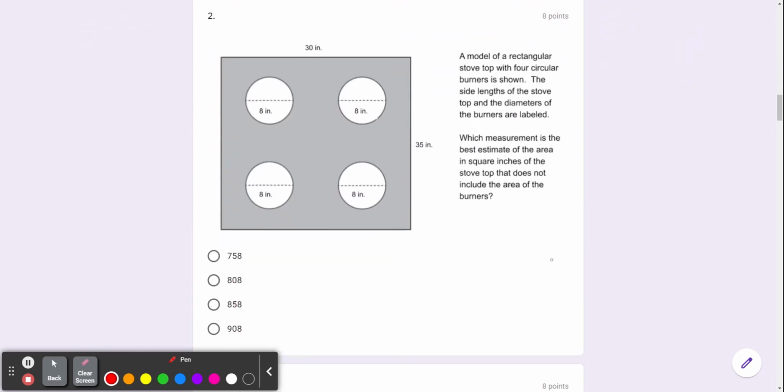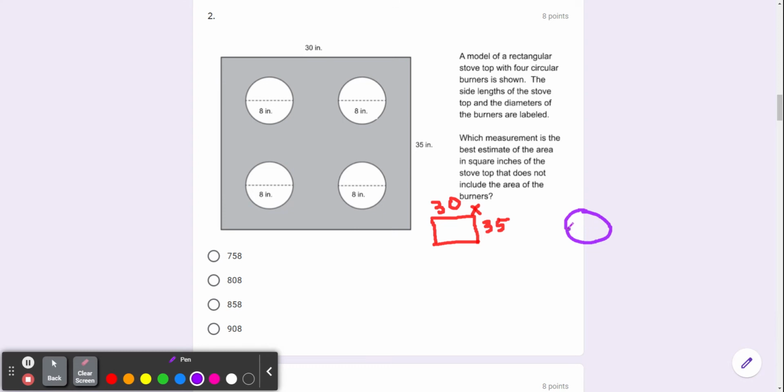Number 2, it says a model of a rectangular stovetop with 4 circular burners is shown. The side lengths of the stovetop and the diameters of the burners are labeled. Which measurement is the best estimate of the area in square inches of the stovetop that does not include the area of the burners. So really all they want to know is, what is all of this shaded part? The way we're going to do this is what we did last week, where we first found our rectangle area. So my rectangle is 30 times 35. I'm going to find that area first, and then I'm going to find the area of my circles.